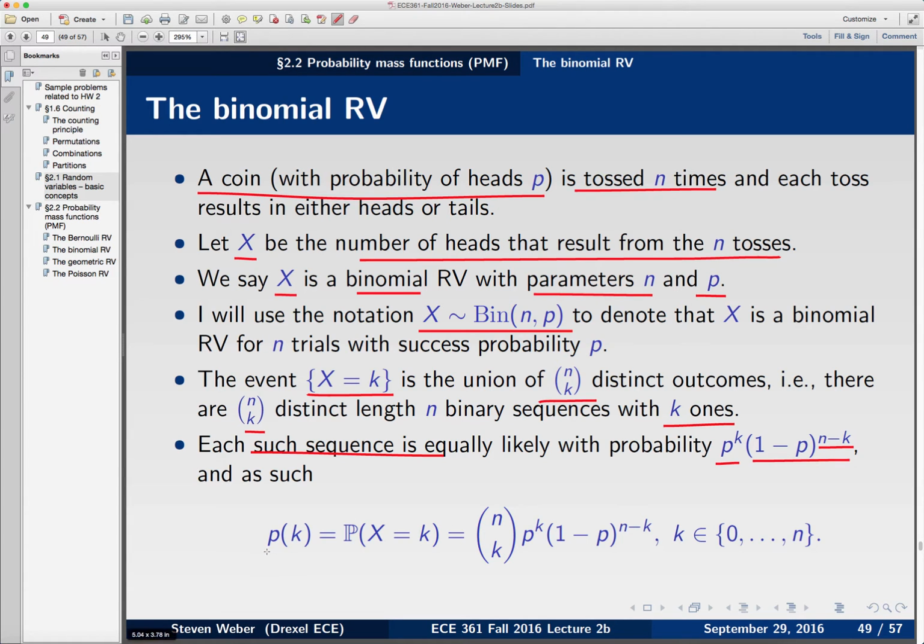Putting this all together, the binomial probability mass function has element p_k, which stands for the probability that the binomial random variable X takes value k, meaning it has k successes out of n trials, and is given by the following expression: n choose k, the number of ways to choose the k successes out of the n trials, times p to the k, the probability of having those k successes, times 1 minus p to the n minus k, the probability of having those n minus k failures. And this is defined for all k between 0 and n.